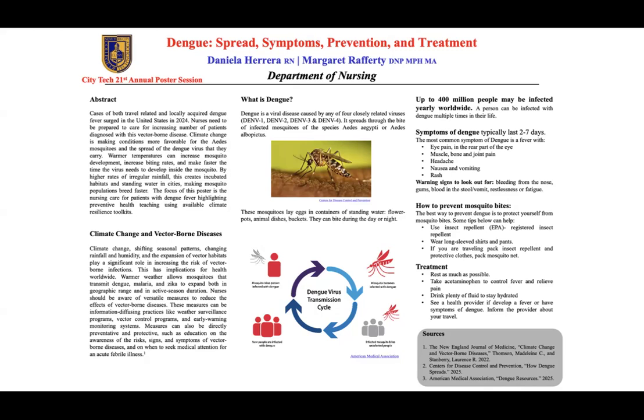So important here is education for the people on how to prevent mosquito bites: use insect repellent, wear long-sleeved shirts and pants. If you are traveling, pack insect repellent. Hopefully the person can be diagnosed with dengue as soon as possible, because as the virus disappears, the people continue with some symptoms, and it's very costly to diagnose dengue. So the treatment must be rest as much as possible, take acetaminophen for pain, drink plenty of fluid and stay hydrated, and see a healthcare provider and inform them about your travel.